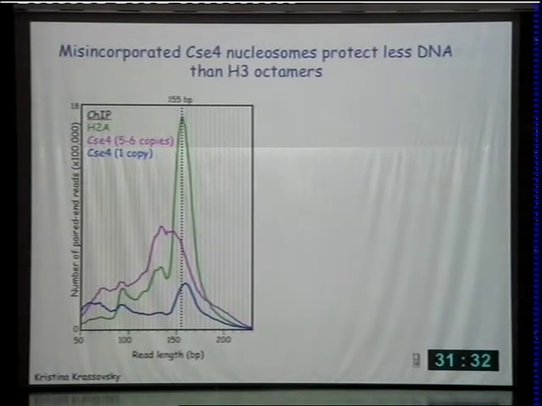Now, do octamers form in vivo? Well, here we did an experiment, actually quite by accident. We got a strain from my colleague, Sue Biggins, that we didn't know at the time actually had 5 to 6 copies of CSE4. So it was a slight overproducing strain.